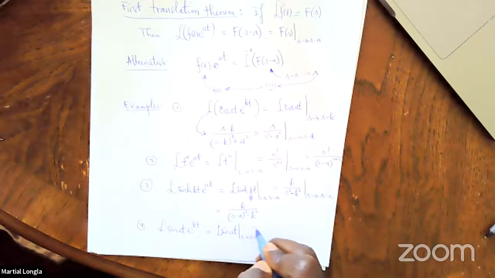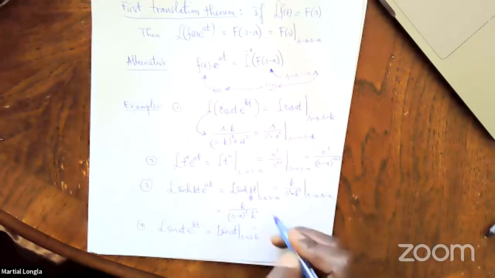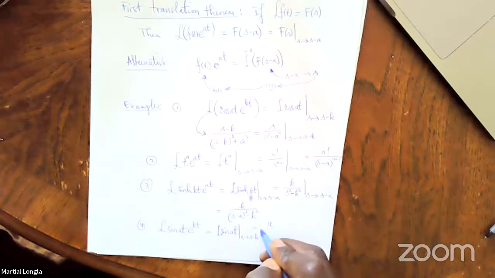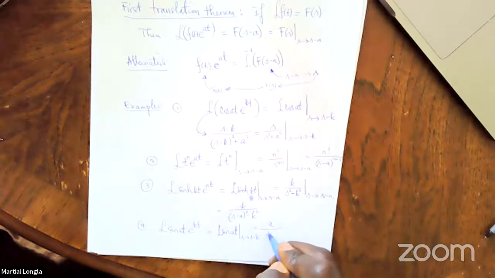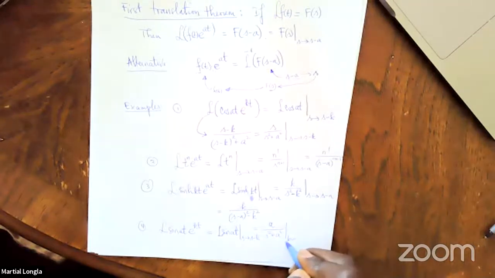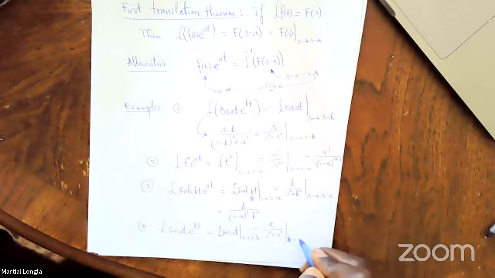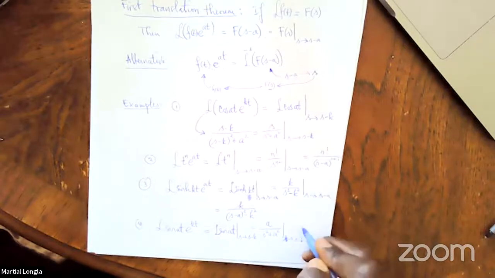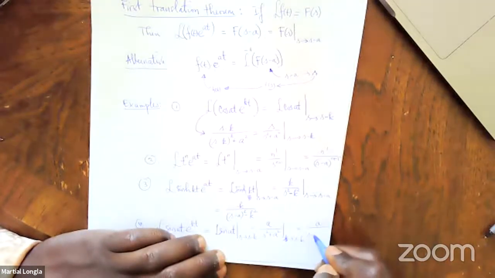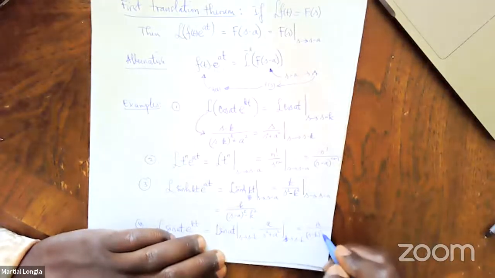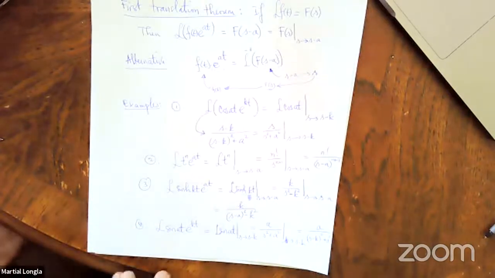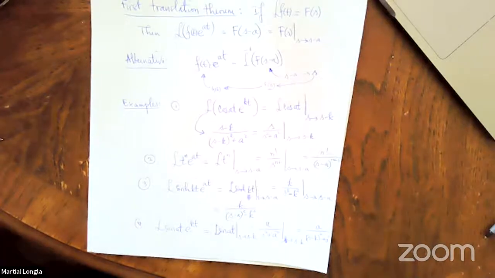That's correct. And what's the Laplace transform of sin(at)? It should be a over s squared plus a squared. Perfect. And then you replace s by s minus k. So you get a over (s minus k) squared plus a squared. All right, that's how it works. Any questions?